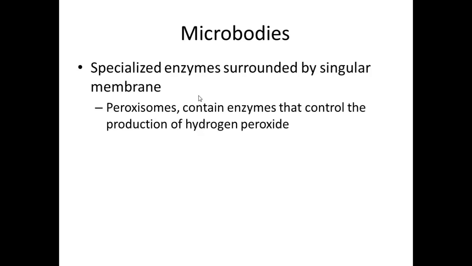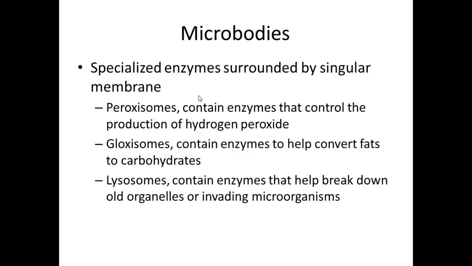There may also be smaller things called microbodies, which are specialized enzymes in a singular membrane, and these are often called vesicles as well. So peroxisomes contain enzymes for breaking down hydrogen peroxide, which can destroy other molecules that are important, so it can destroy tissues and basically act like a poison kind of to the cell.